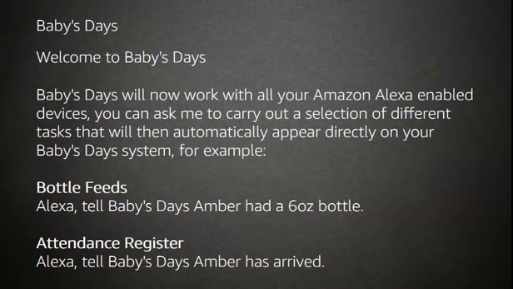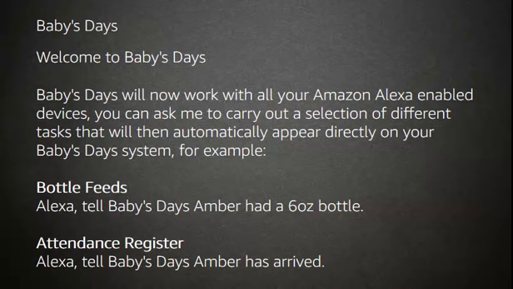Now that we have opened Baby's Days on our device, let's carry out a few tasks. Within the document, you will see that there are a number of different ways that you can ask Alexa to carry out the command. For example, for the attendance register, you can simply say that a child has arrived, or you can specify that you want to record a particular session 1 or session 2 arrival or departure time. So in this example, let's tell Alexa that John has just arrived.